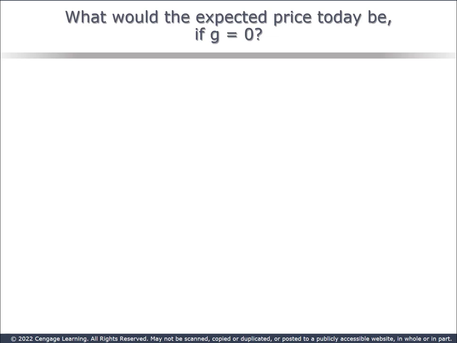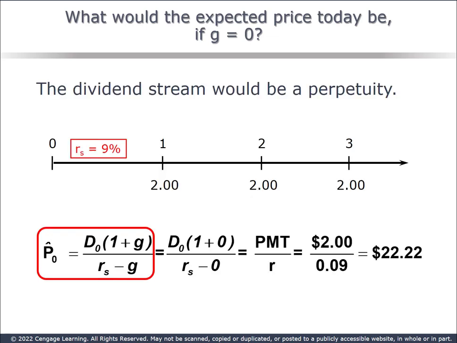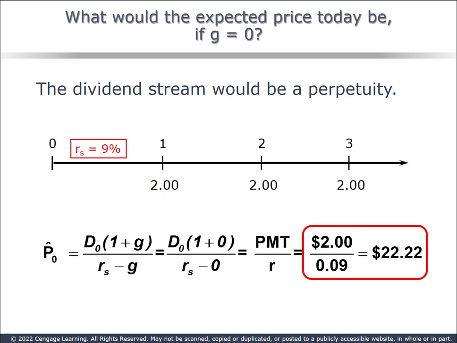So, total return is the sum of those two. What if the growth rate's 0? Then the G drops out of the numerator and denominator, and we're left with the constant dividend divided by required return, which is the formula for a preferred stock.